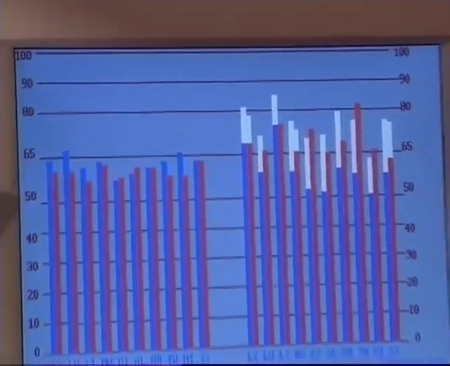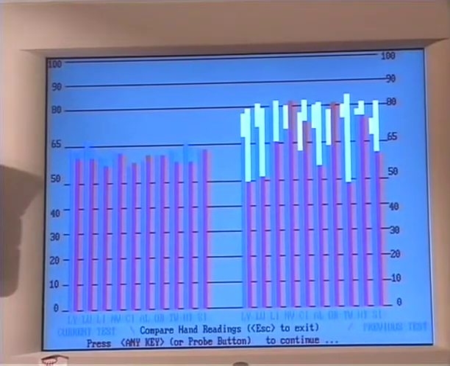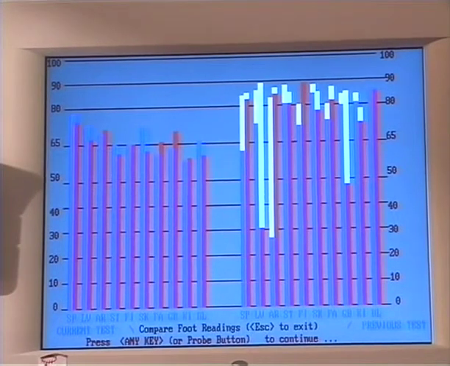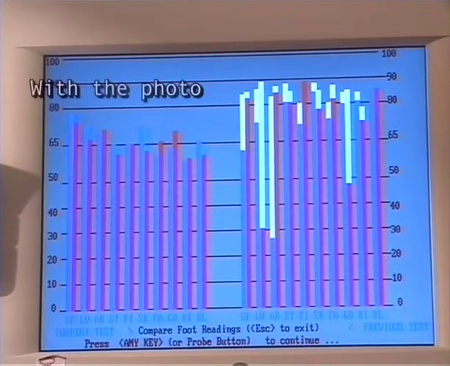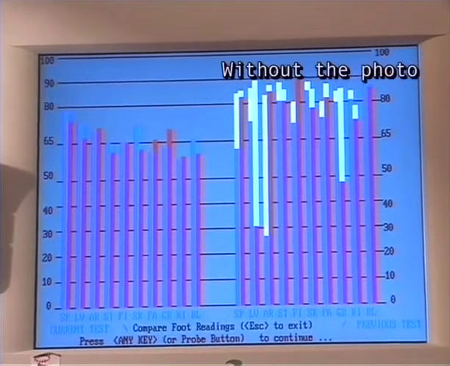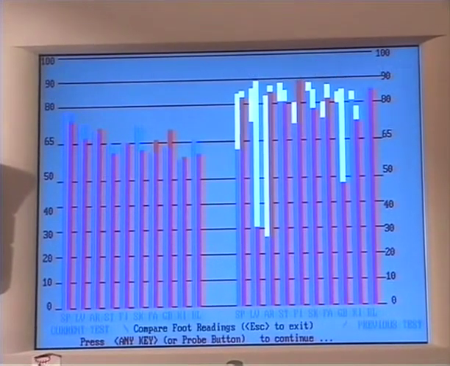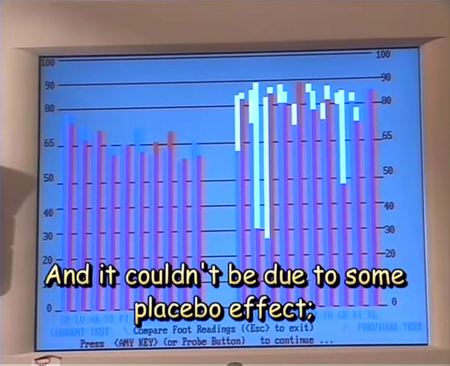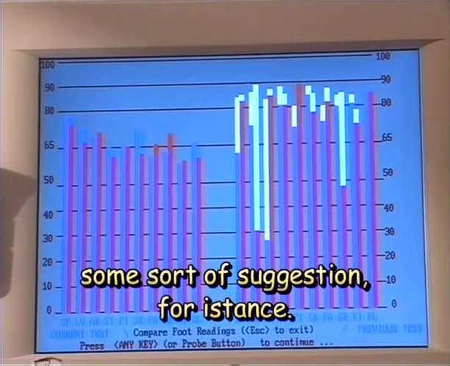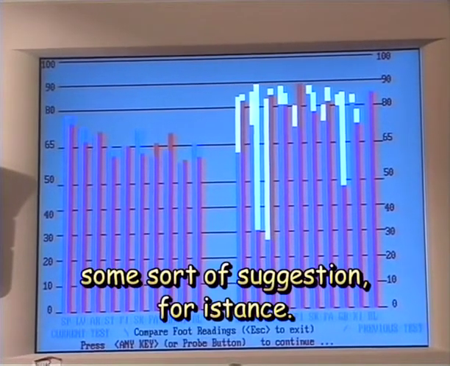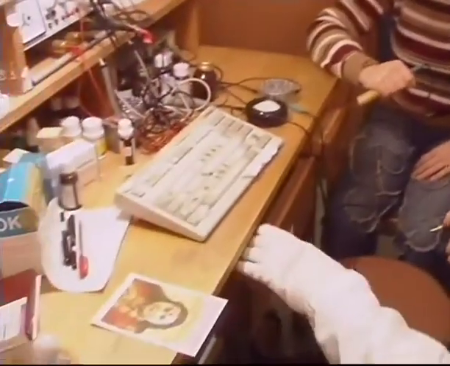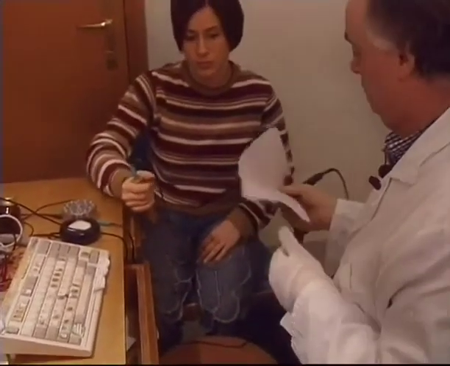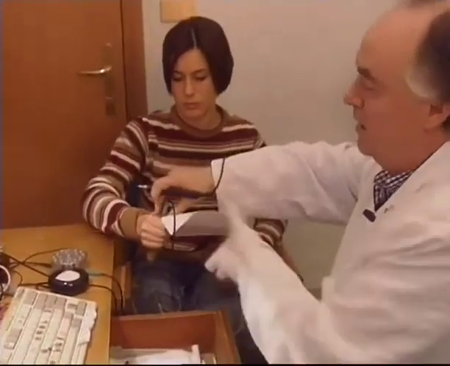Look at the differences. First, the test carried out without the photo. This is the difference between the 2 tests. This one on the left with the photo and this one without the photo, of the hands and the feet. It's really incredible. Something has modified the state of her energy levels. No, it's impossible. If we give her any old pieces of paper, give me that piece of paper. It's impossible. This machine is like a lie detector.